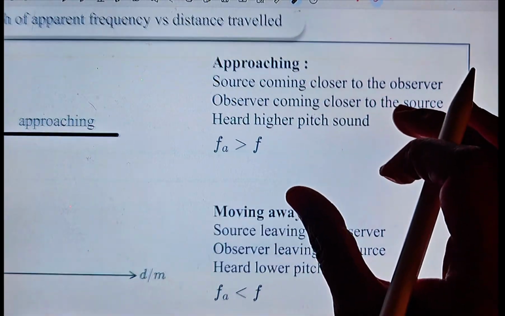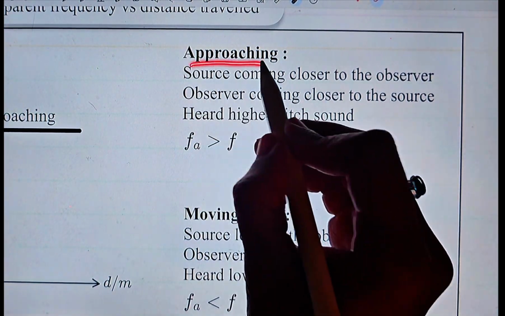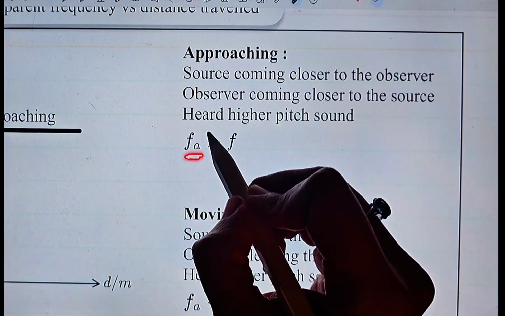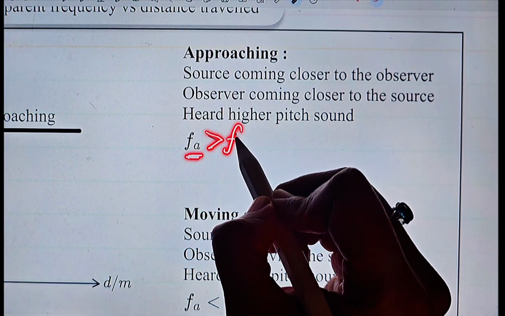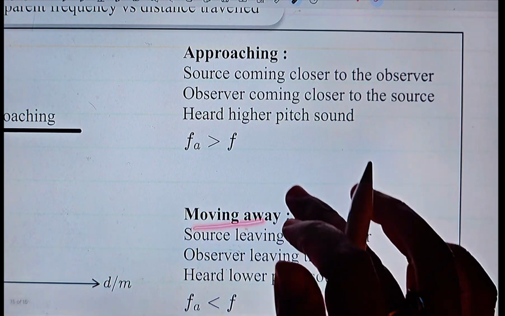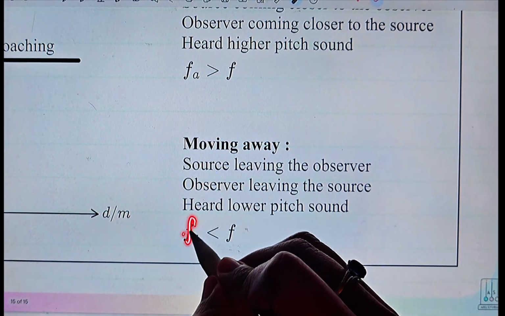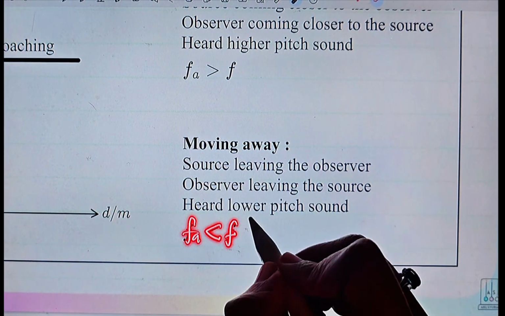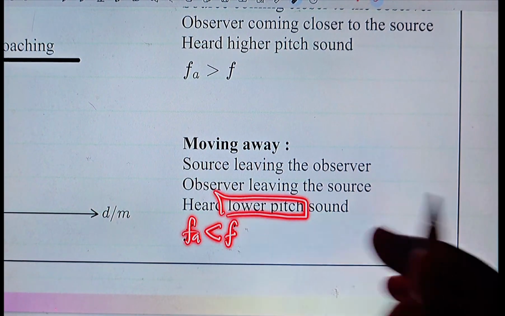So here we have the description. When approaching, the apparent frequency is bigger than the real frequency, so you're going to hear a very high pitch. As it moves away, you can see that the apparent frequency is much lower and you will hear a lower pitch sound.